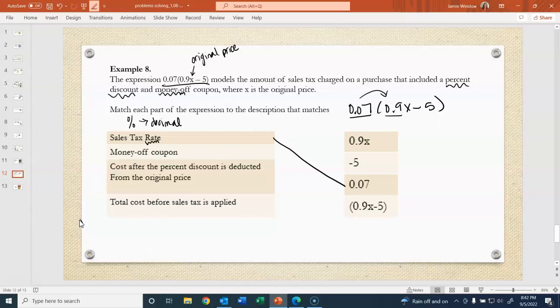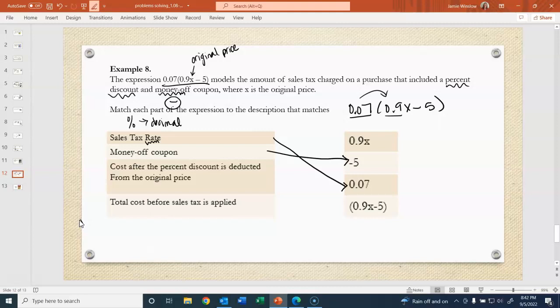Here we have the money off coupon. That was one of our buzzwords up here. And we know money off is going to be a subtraction indicator, right? You're taking it off of the cost. And it's just money. It doesn't have to do with percents or decimals. I guess you could get a 50-cent off coupon. But here, because we're talking about a percent discount and a money off, the money off is the $5.